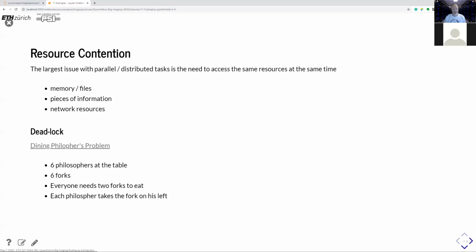Philosophers have the tendency of discussing and philosophizing a lot. So if you have a bad design, you can really come into a deadlock situation where everybody is sitting there holding their fork and no one is giving it away and nothing is happening. We are just idle, waiting for the system. So this is something you really have to watch out for when you start designing a parallel program.